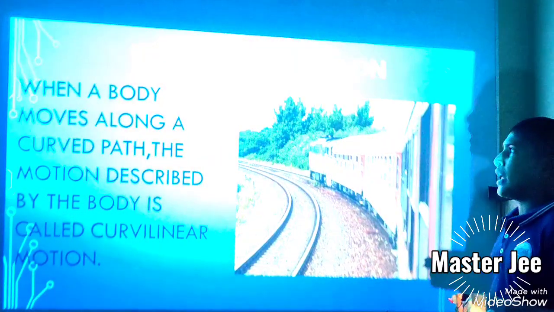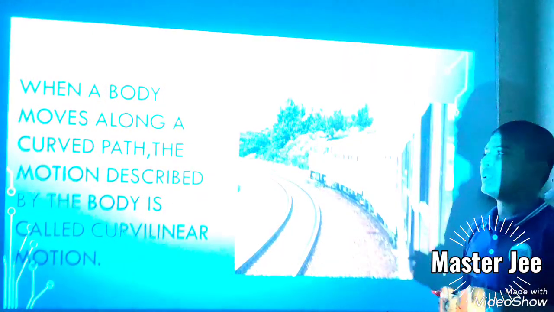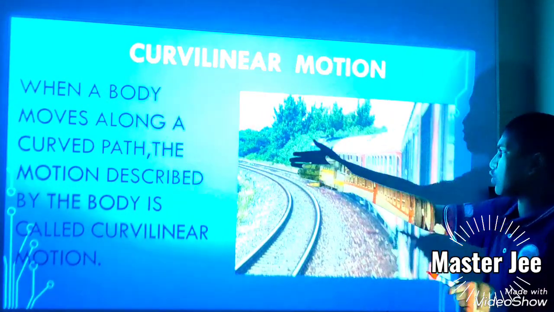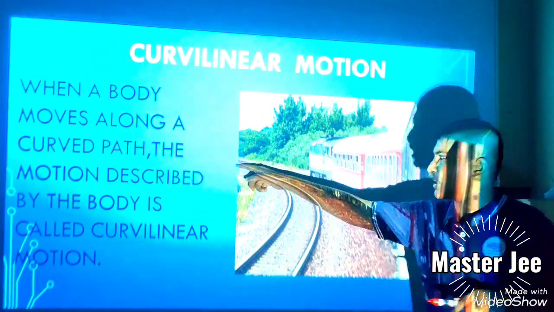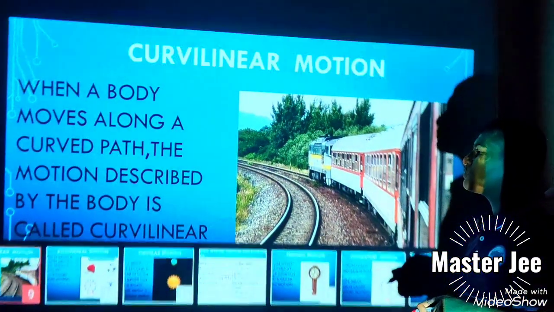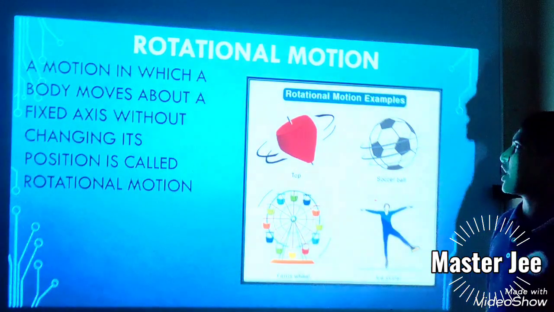Second, curvilinear motion. When a body moves along a curved path, the motion described by the body is called curvilinear motion. Here, the train is going on the track, but here it is a curve, so it is called curvilinear motion. Next motion is rotational motion.